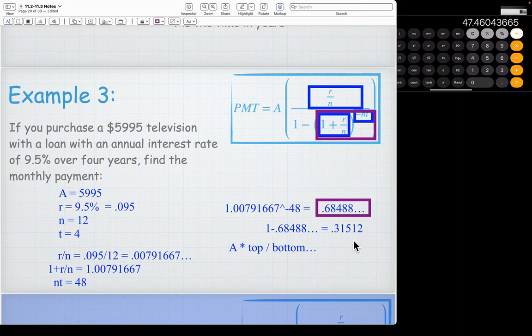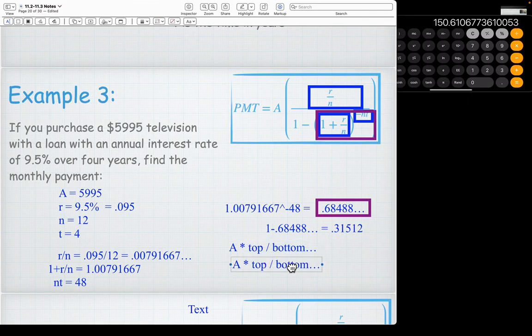So divide by, oh bother, I think I already hit divide. Let's try that again. 5995 times the top, which is 0.007916667, and we're going to divide that by 0.31512. So $150.61 is what we would need to pay each time.